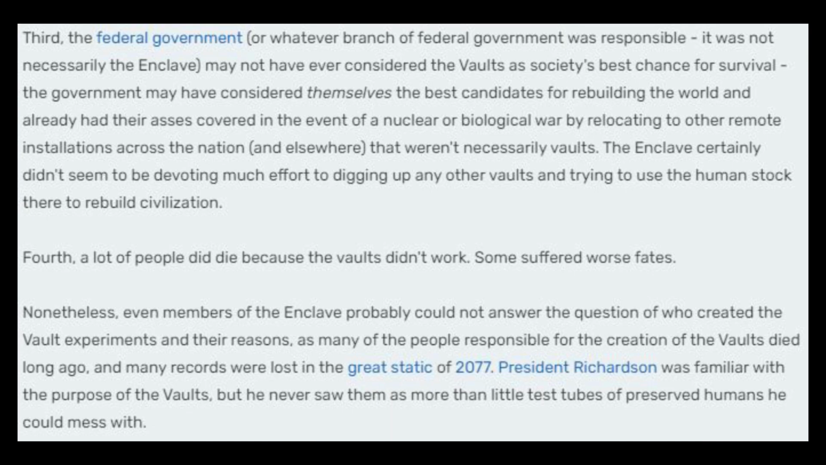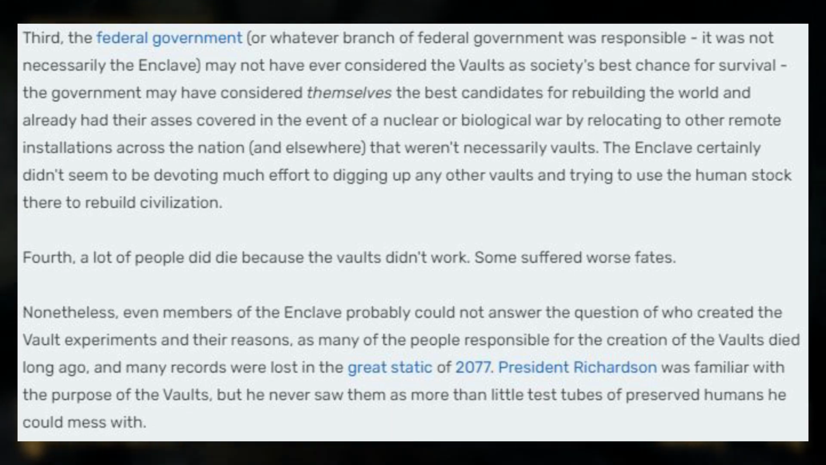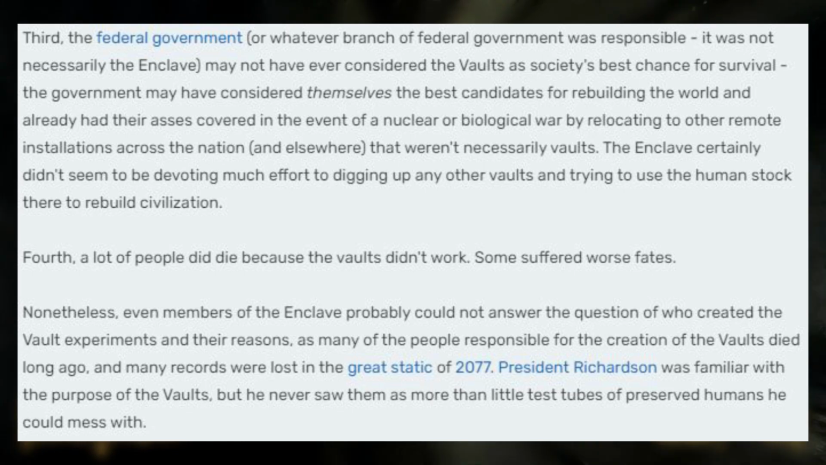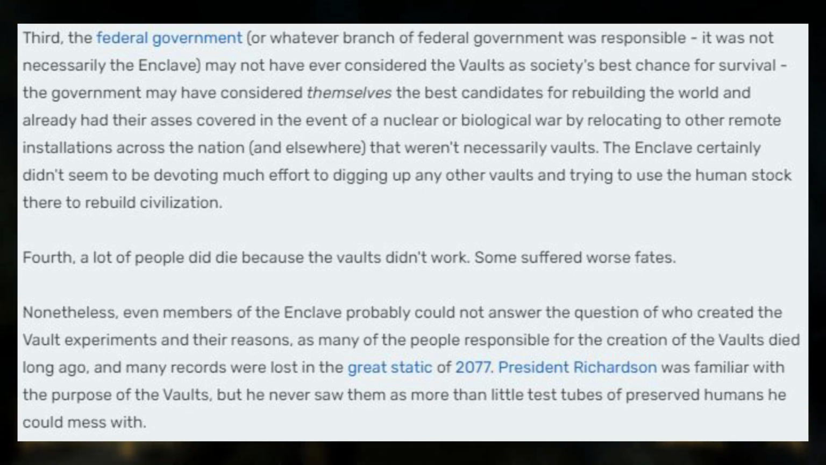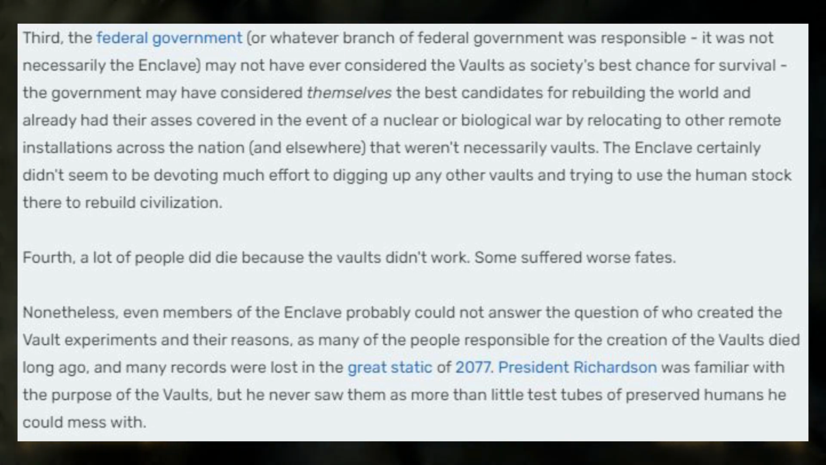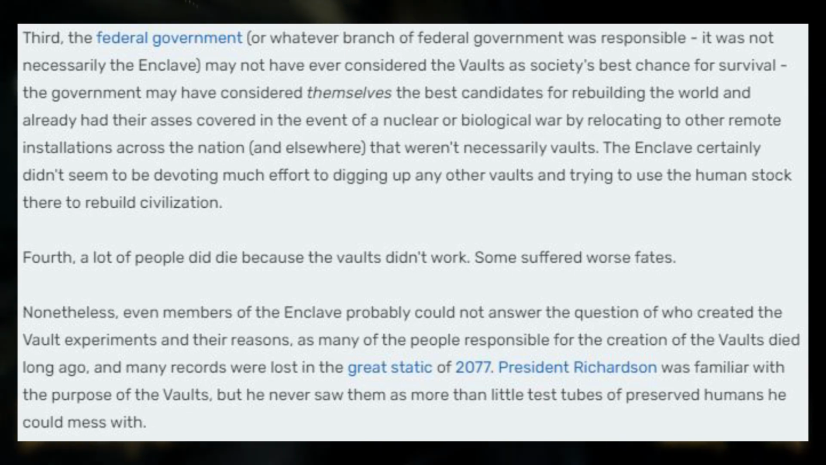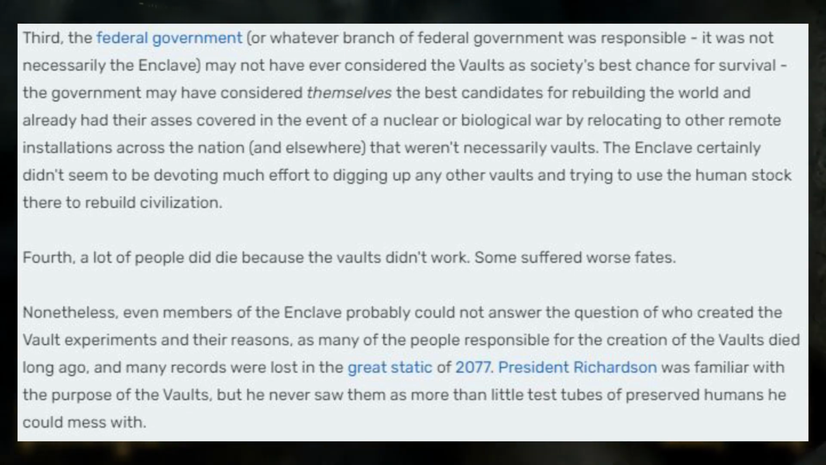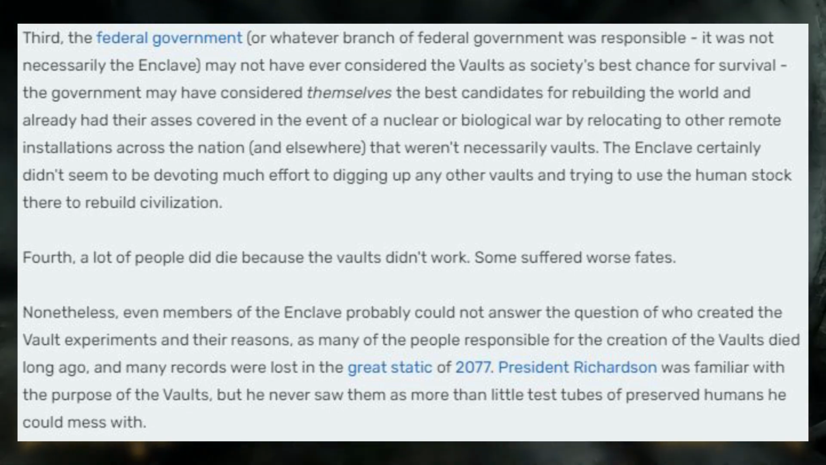The Enclave certainly didn't seem to be devoting much effort to digging up any other vaults and trying to use the human stock there to rebuild civilization. Fourth, a lot of people did die because the vaults didn't work. Some suffered worse fates.